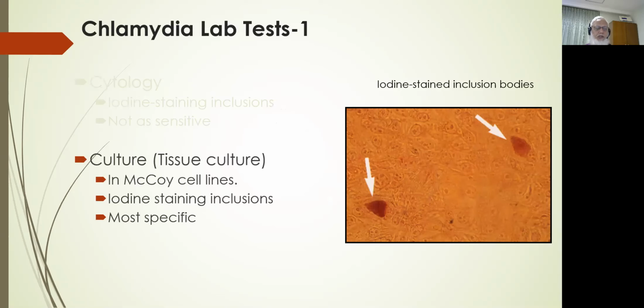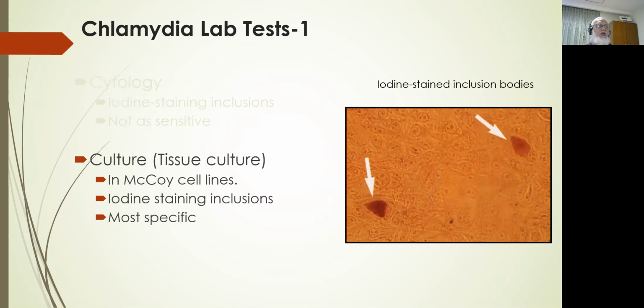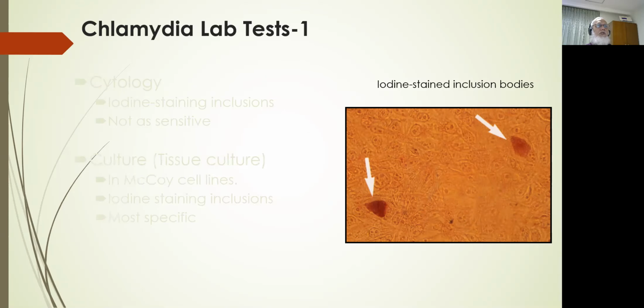This is a very old test in which the infected cell, if stained with iodine, shows inclusion bodies, but it is not that sensitive, only 40 to 60% sensitive. Culture can be done in tissue culture, and from the tissue culture also you can see the inclusion body. These tests are not practically used for diagnosis of chlamydia.